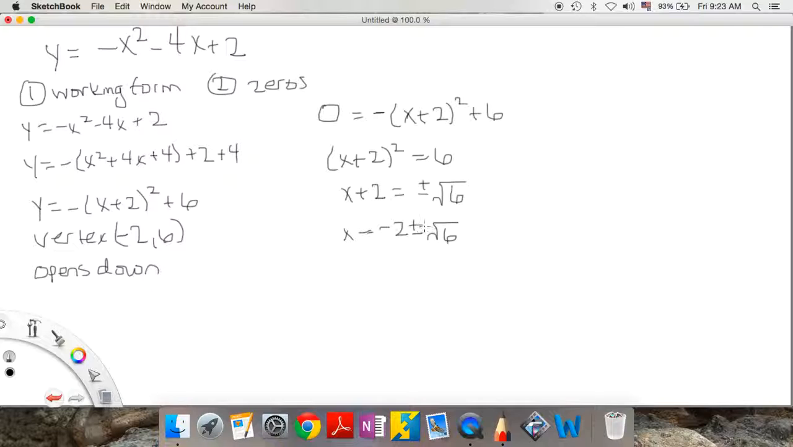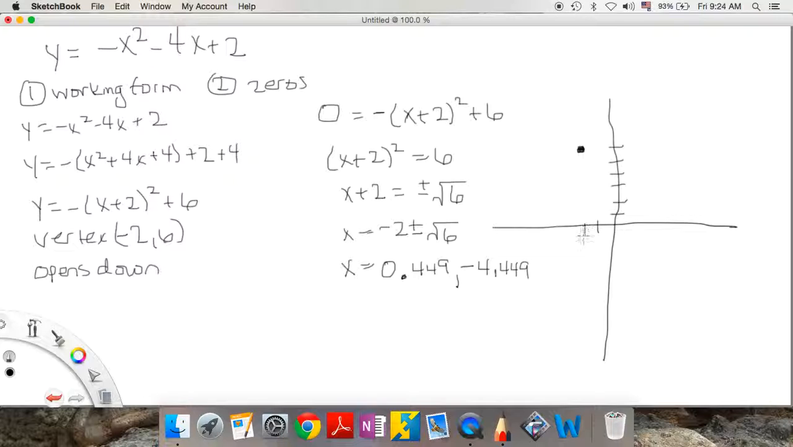So what does that mean? Well, what that means is when we go to graph it, our vertex is at negative 2, 6. 1, 2, 3, 4, 5, 6. So there's our vertex. Now, negative 2 plus and minus the square root of 6. In order to graph it, you're going to need to get this in decimal form. So if you take negative 2 plus the square root of 6, you get 0.449. Negative 2 minus the square root of 6, you get negative 4.449.